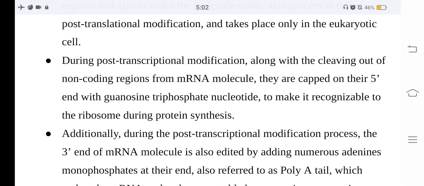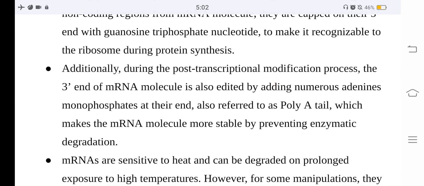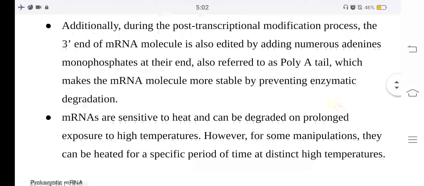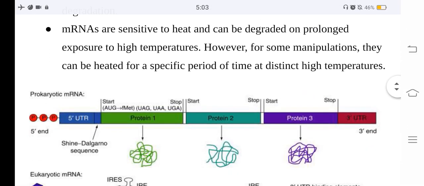Additionally, during the post-transcriptional modification process, the 3' end of the mRNA molecule is also edited by adding numerous adenine monophosphates at their ends, also referred to as the poly-A tail, which makes the mRNA molecule more stable by preventing enzymatic degradation. mRNAs are sensitive to heat and can be degraded on prolonged exposure to high temperature. However, for some manipulations, they can be heated for a specific period of time at distinct high temperatures.